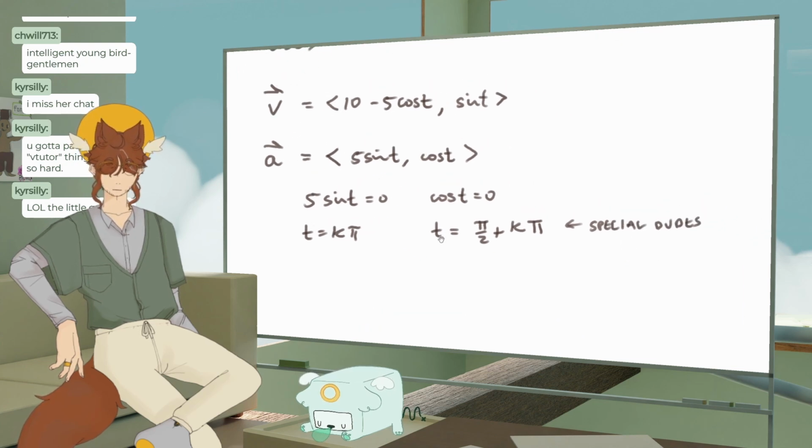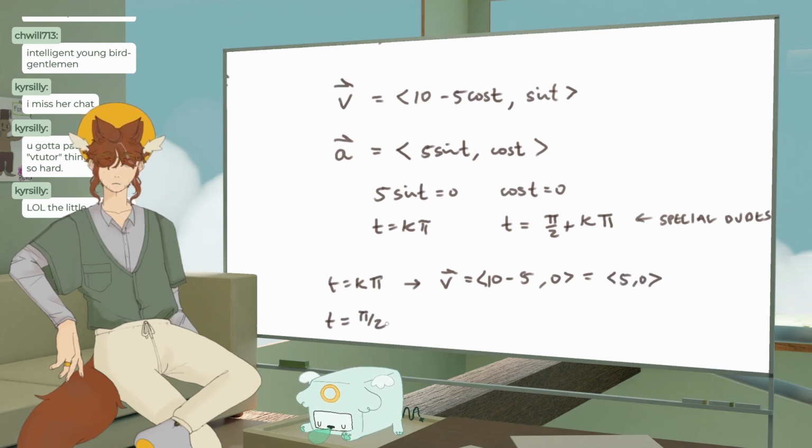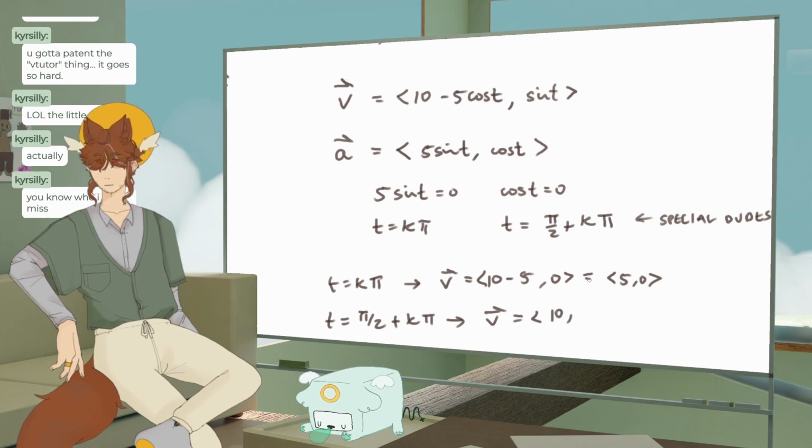I know their vibe. Okay, so if we have t equals k pi, that's gonna be v equals 10 minus, okay, so for k pi, we just said sine equals 0, so that would be 10 minus 5. And for sine, that would be 0, so that would give us 5, 0. And then for t equals pi over 2 plus k pi, that's going to give us our 10, and then sine is going to be 1. Yes. So 1.